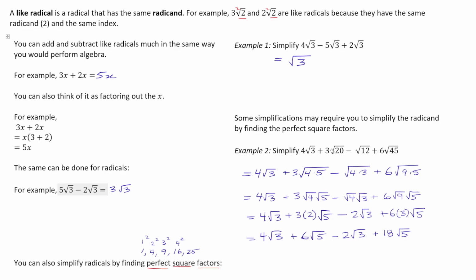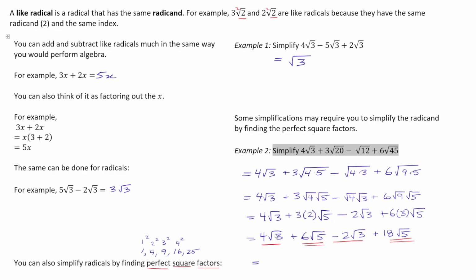Okay, now, as you can see, I've gone from this complicated expression where it looked like nothing was a like radical to an expression where we have multiple like radicals. So which ones are my like radicals? Well, 4 root 3 and -2 root 3 are like radicals, so I can definitely subtract those. And 6 root 5 and 18 root 5 are like radicals as well because they have the same radicand and the same index.